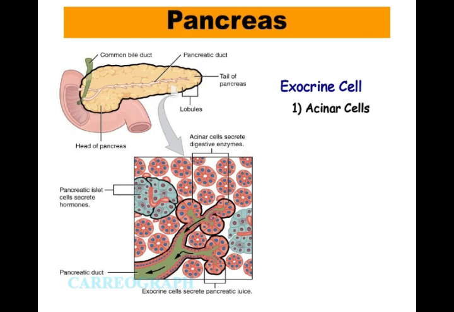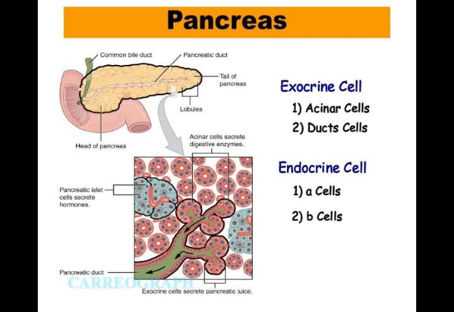And the duct cell secretes bicarbonates which help the acinar cell to produce enzymes. So these are the two exocrine cells which are present in the pancreas, and now we will see the endocrine cells of the pancreas which are called islets of Langerhans. And these islets of Langerhans are of three types. These cells are alpha cells, beta cells and gamma cells. Alpha cells produce glucagon, beta cells produce insulin and gamma cells produce somatostatin.